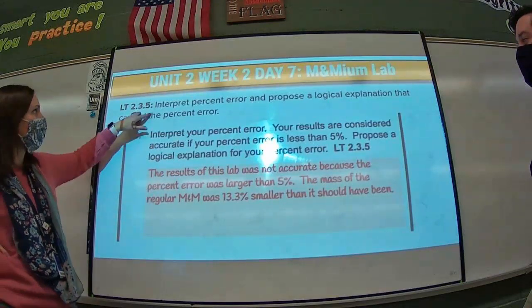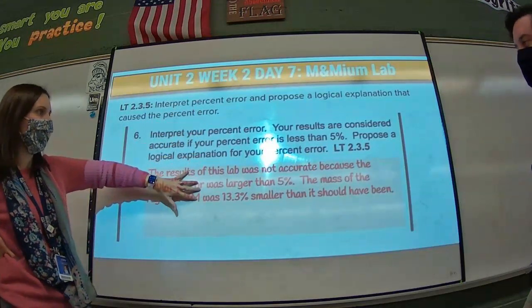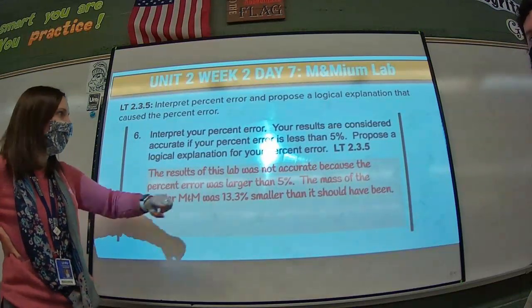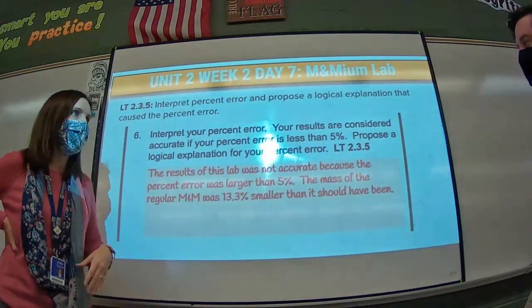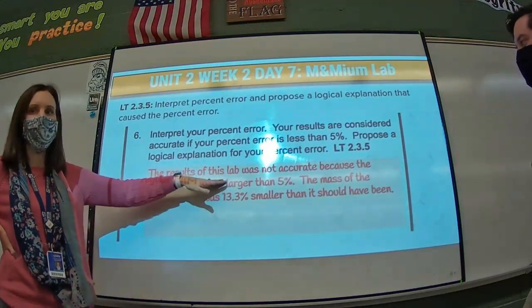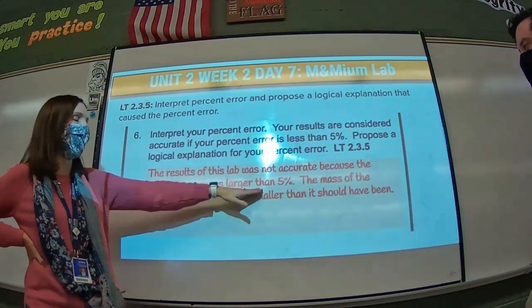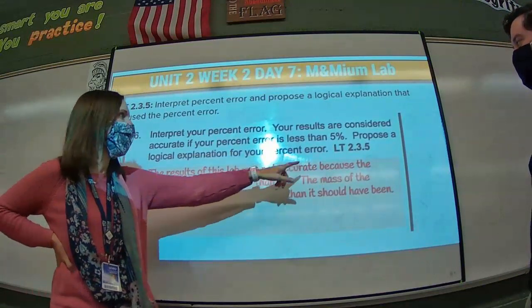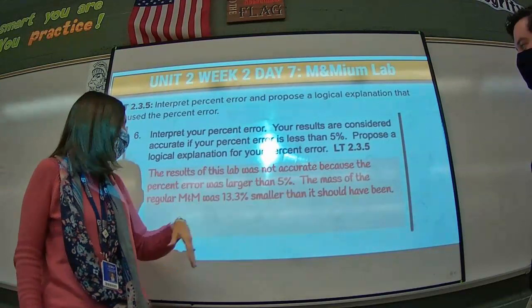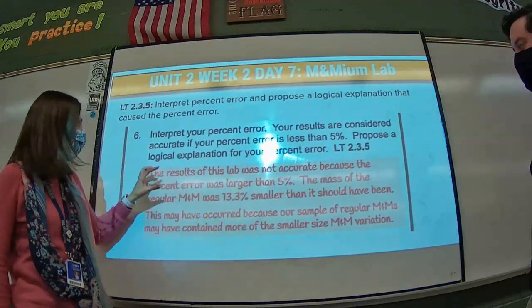Please be careful with this learning target. There's two parts to this learning target. You need to interpret your percent error, which is what this first statement is. Interpretation is telling whether or not your results were accurate, and that's that 5% rule. So if your number is greater than 5%, and it doesn't matter positive or negative, you're going to say that your results were not accurate. So we say the results of this lab were not accurate because the percent error was larger than 5%. And then you're going to interpret the positive or negative. So it was negative 13. What negative means is that the mass of the M&M was 13% smaller than it should have been. So this is the interpret part.